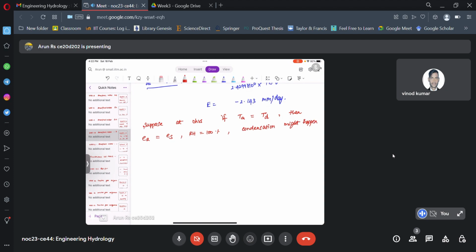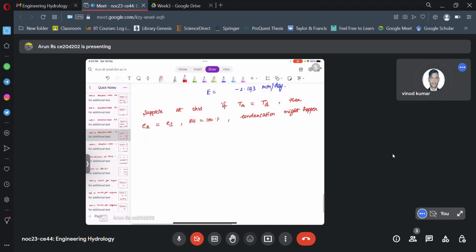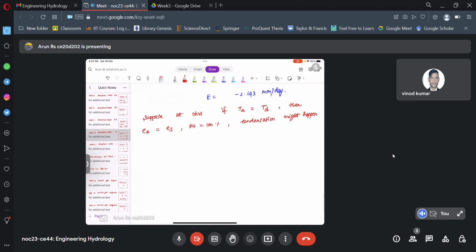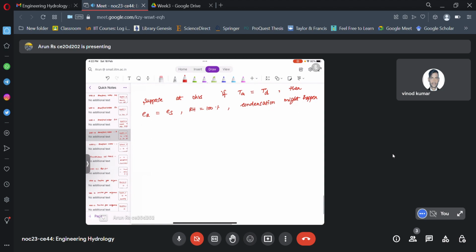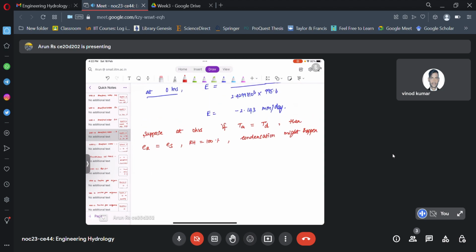So early morning you can see on the surface of the leaf some water droplets, right? Yes. So that is because of this only. So that much will be your condensation that is happening. So we'll calculate for another time, maybe some peak time. Let's say you are getting the peak at 12 hours, I think.